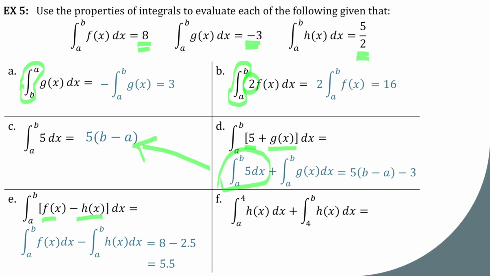And then F is interesting. We're going A to 4 and 4 to B. And since 4 is the connection point there, we can just go straight A to B. So that's going to be 5/2 or 2.5.